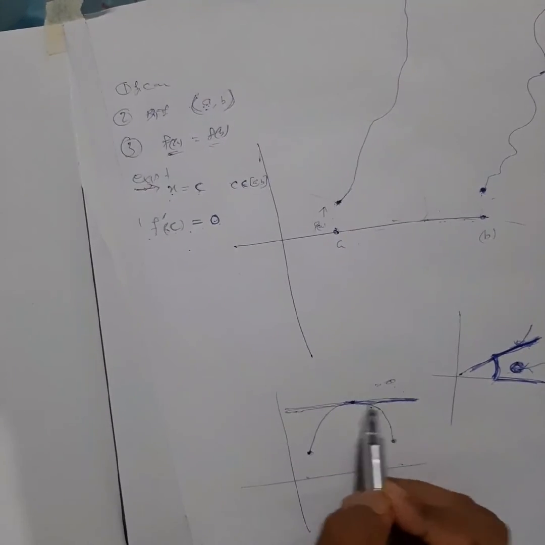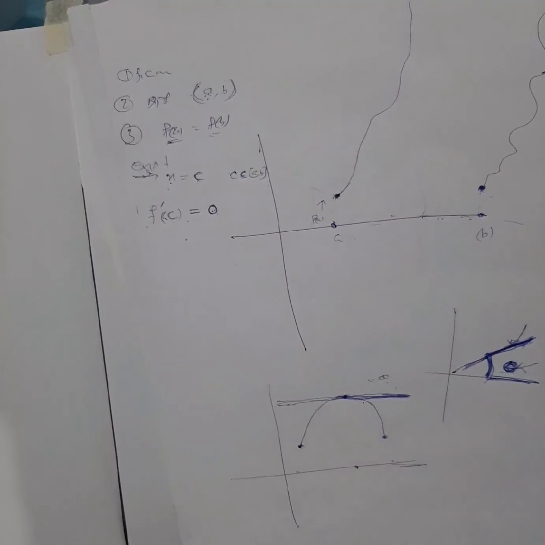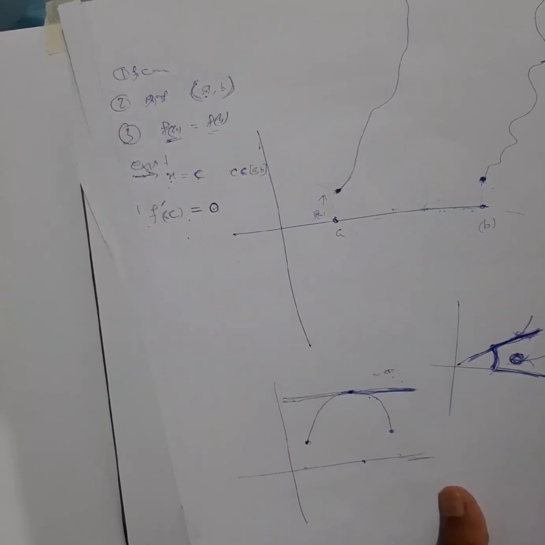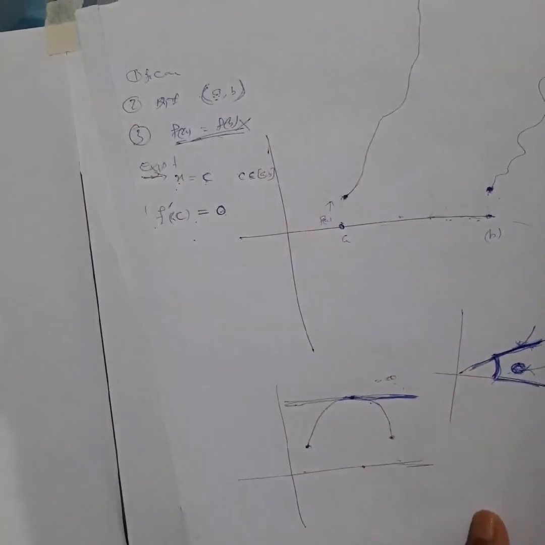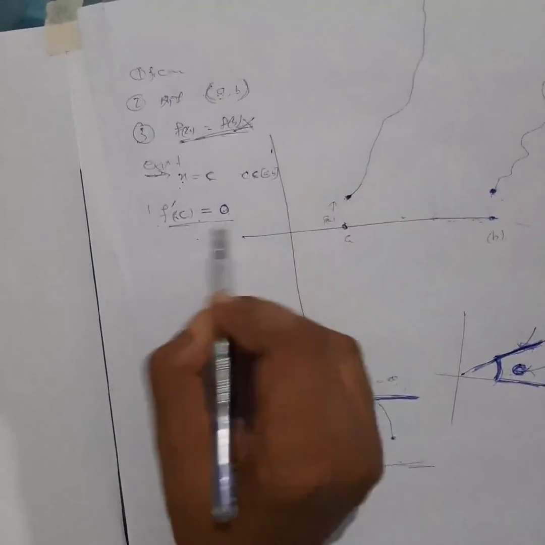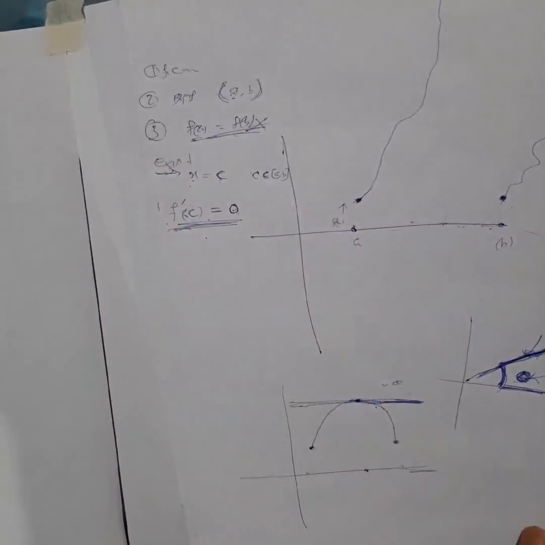So angle gets 0 means what? This will be parallel to the x-axis. That's what Rolle's theorem is. Now the mean value theorem is also similar to this, only this condition is not there.